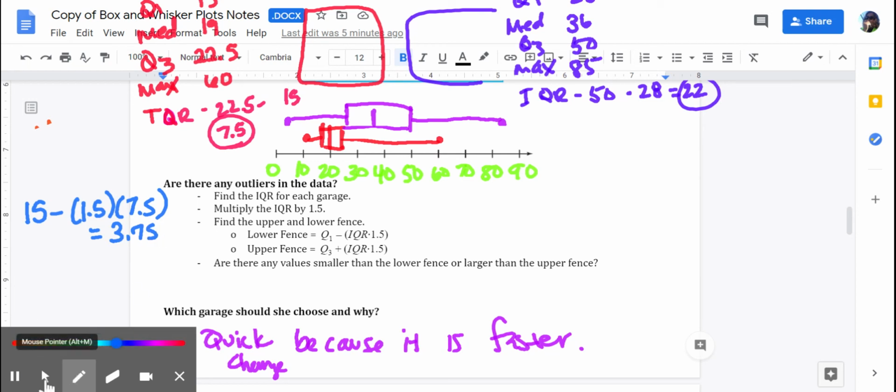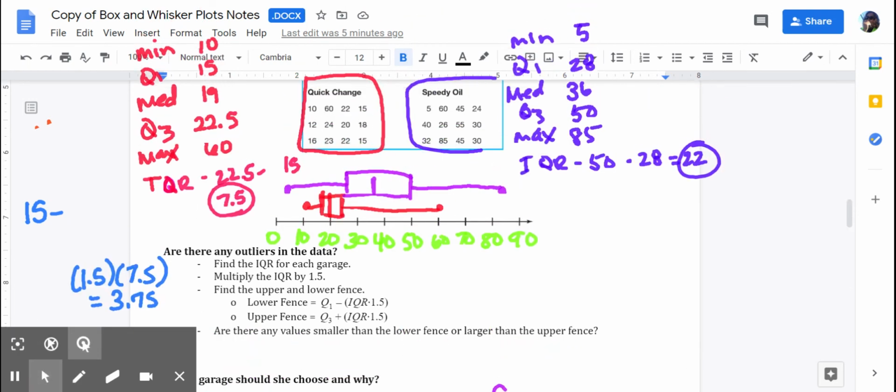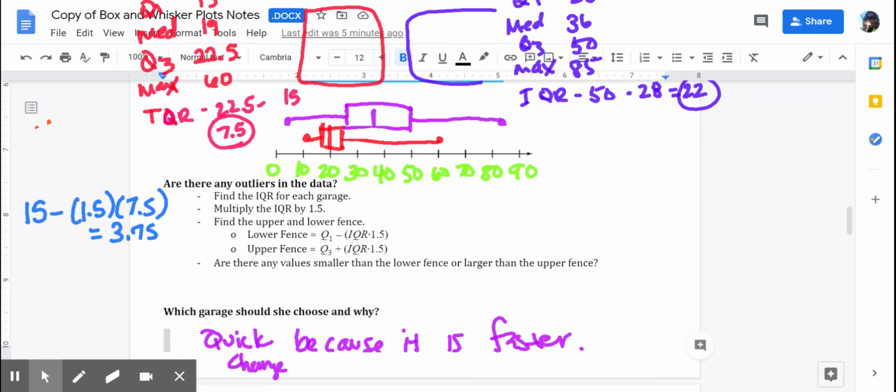So at this point, I just need to go back up and see, are there any values in this list for quick change that are 3.75 or lower? And I can see that there are not any in that list. So the next thing I need to do is do my upper fence. So I'll take my Q3, which was 22.5. I'm going to add that, because this is the upper side, to 1.5 times 7.5.